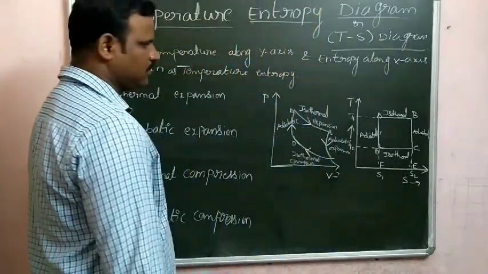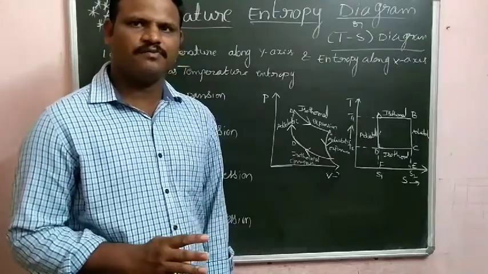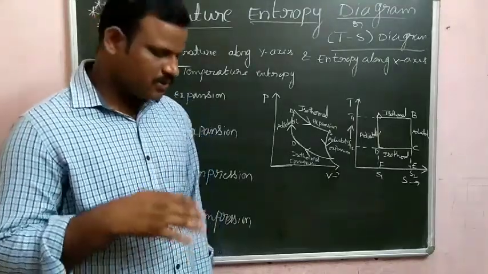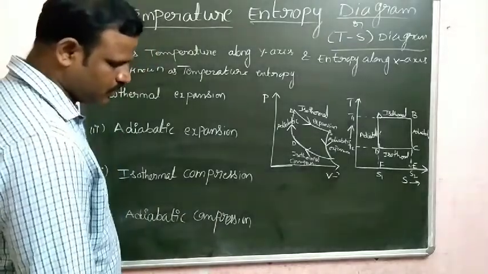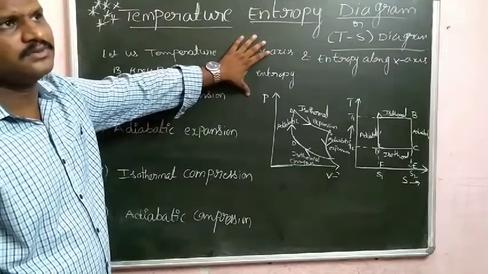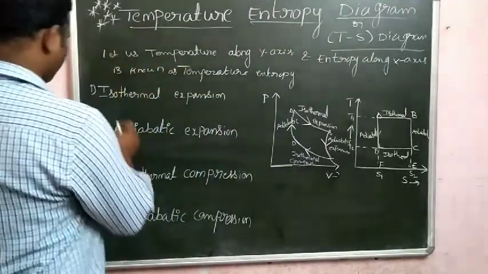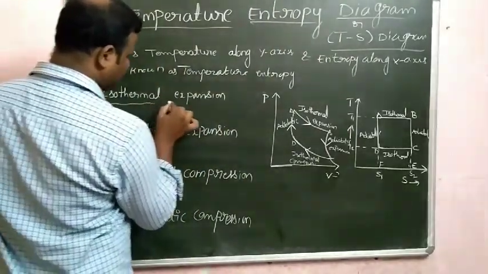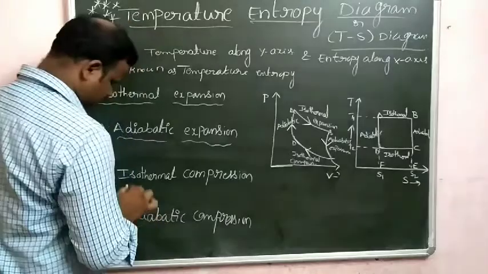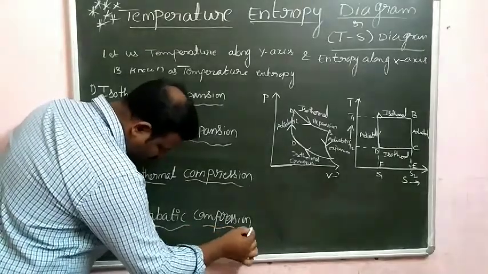Next one, same procedure, the pressure volume diagram and temperature and entropy diagram. First of all, the Carnot cyclic process, the four operations: isothermal expansion, adiabatic expansion, isothermal compression, adiabatic compression. First diagram.